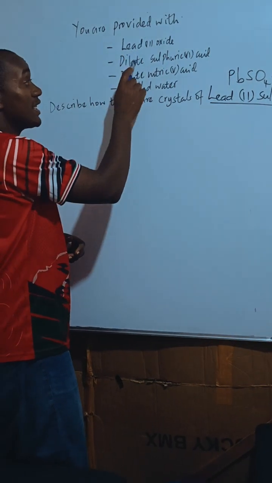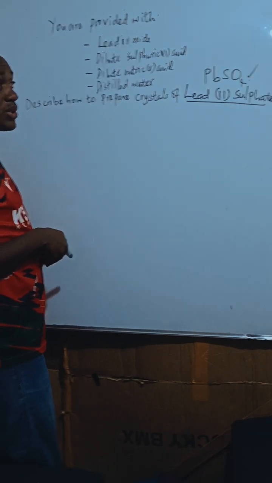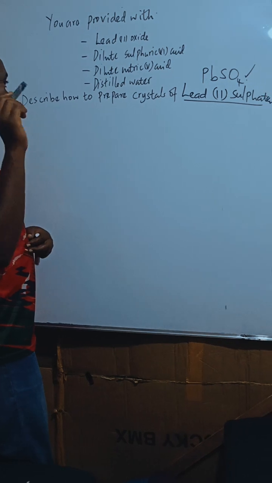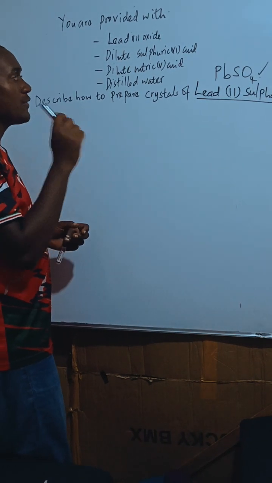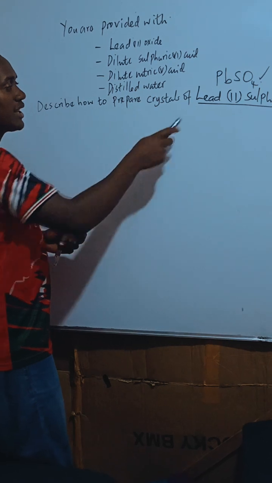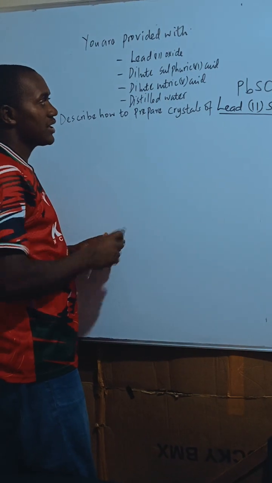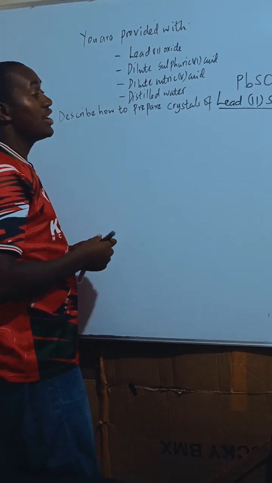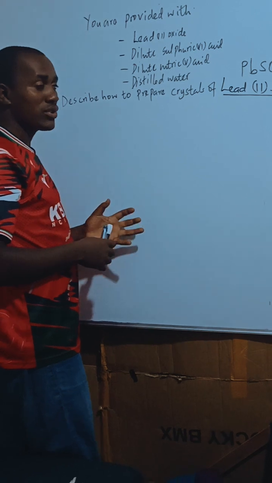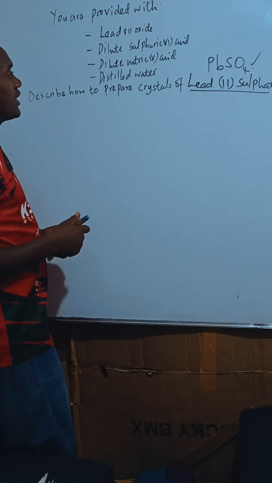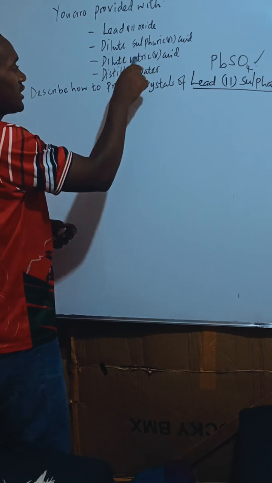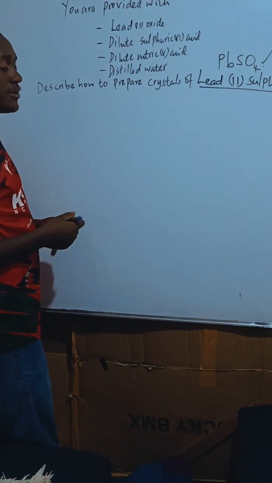You cannot react it directly with dilute sulfuric 6 acid because there is formation of an insoluble sulfate on the lead 2 oxide that prevents further reaction. Therefore, you cannot prepare lead sulfate by direct reaction of lead 2 oxide and dilute sulfuric 6 acid. Therefore, you are going to react it with dilute nitric 5 acid to form lead nitrate.